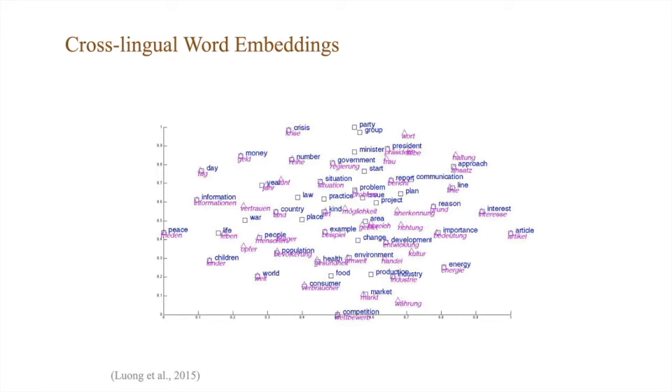They provide us a shared space where we can represent embeddings of two languages in the same space, and words that have similar meanings are going to be located closer to each other. Here you can see a 2D projection of the word embeddings in English and German.